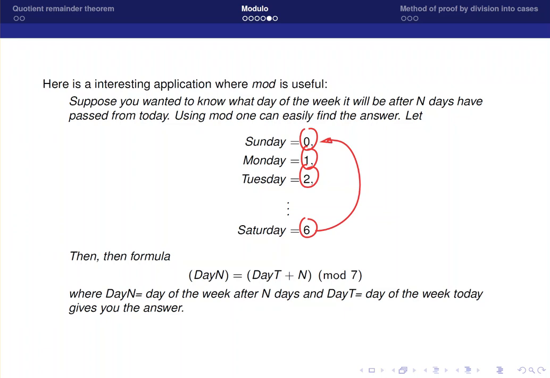Now, the formula that can tell you what day of the week it will be after n days have passed is the formula that's written in the middle of this page over here. It says day n is equal to (day t plus n) modulo 7. So keep in mind that day n is the day in the future. Day t is the day today, which is either 0 or 1 or 2 or any number between 0 and 6. That represents the day of the week that you're in today. n is the number of days that you want to pass. So you add those two numbers and then you divide by 7. Look at the remainder. That tells you what day of the week it will be.